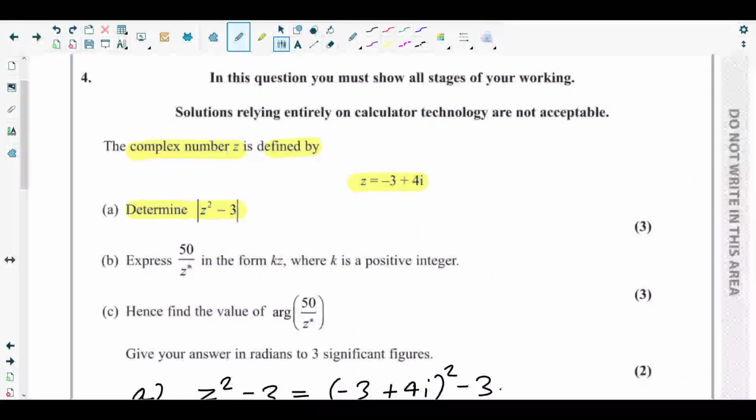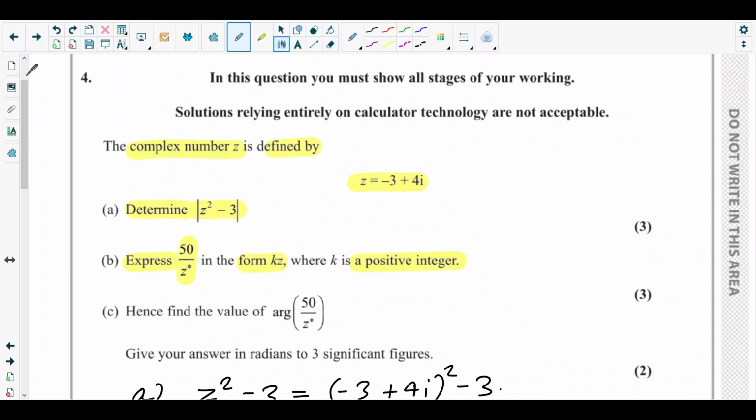Fine. Okay, next is part B. In part B, the question is asking to express 50 over z star in the form k times z, where k is a positive integer. Okay, so 50 over z star. So z star is what? It's basically the conjugate of the complex number z.